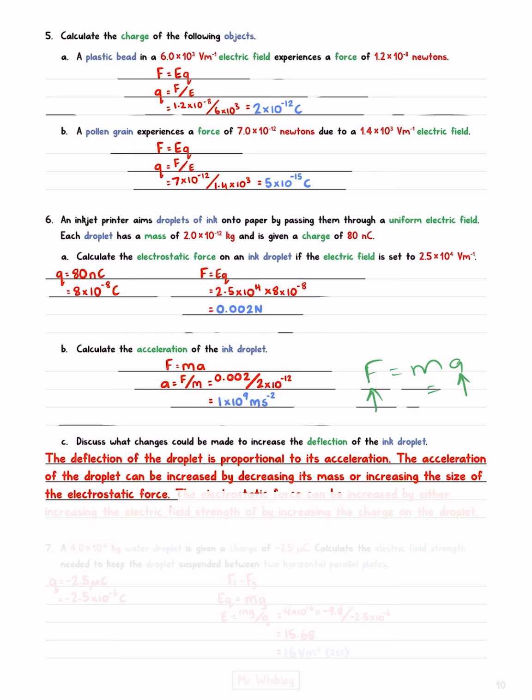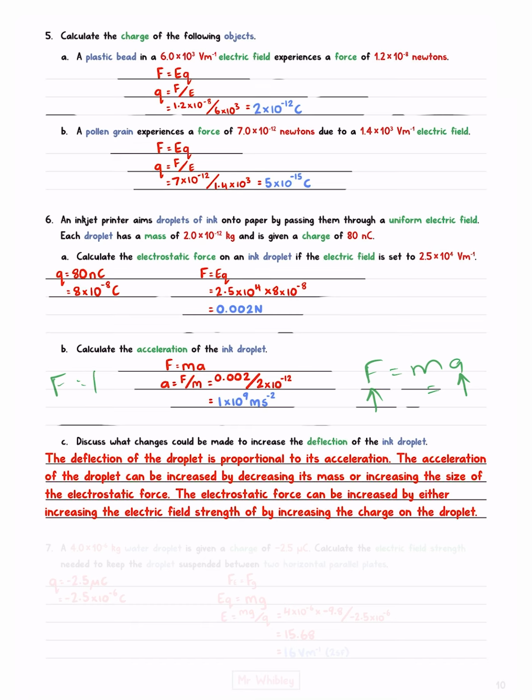increase the force. The electrostatic force can be increased by either increasing the electric field strength or by increasing the charge on the droplet. Since we know that F is equal to EQ, and so to increase the force, we can either increase the field strength or the charge on the droplet.